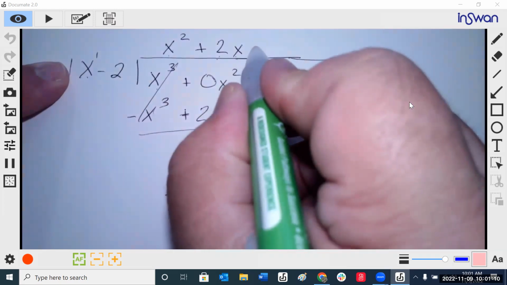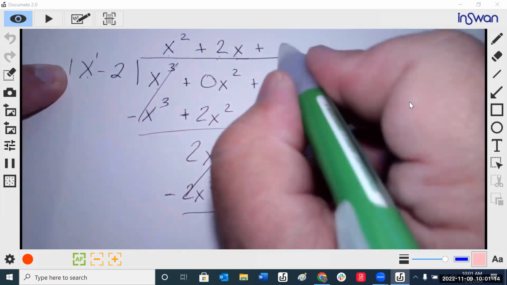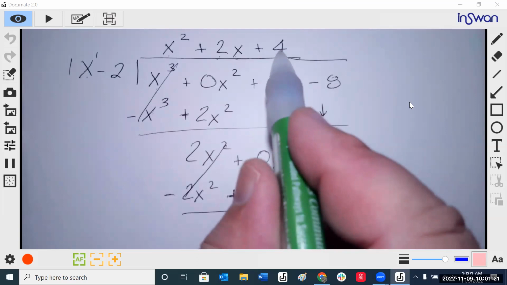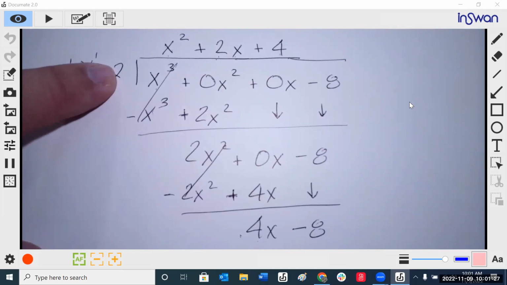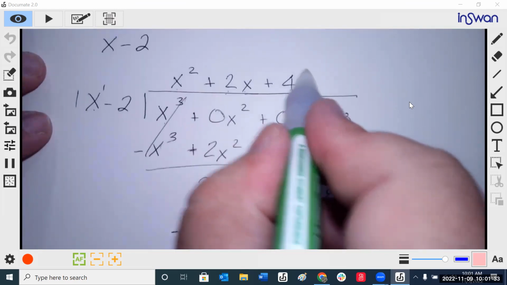Positive times positive is a positive. What times 1 gives me 4? 4. The x's are there already. So 4 times x is 4x. Positive and negative is negative. 4 times 2 is 8. Change the signs. So there's my answer.